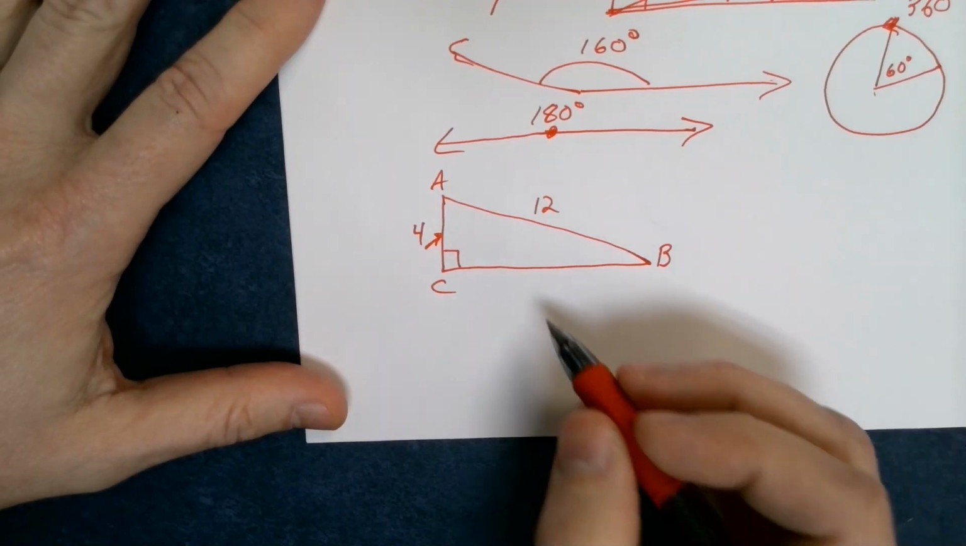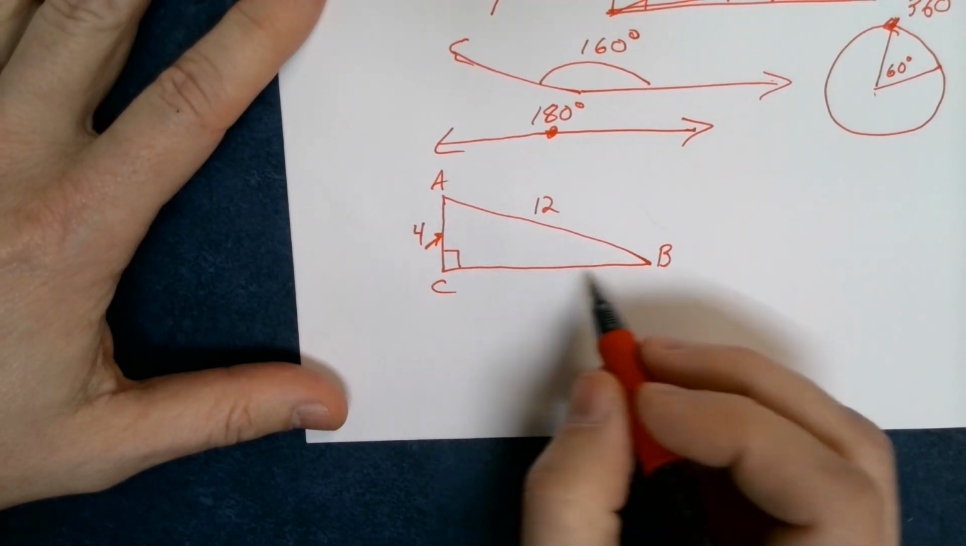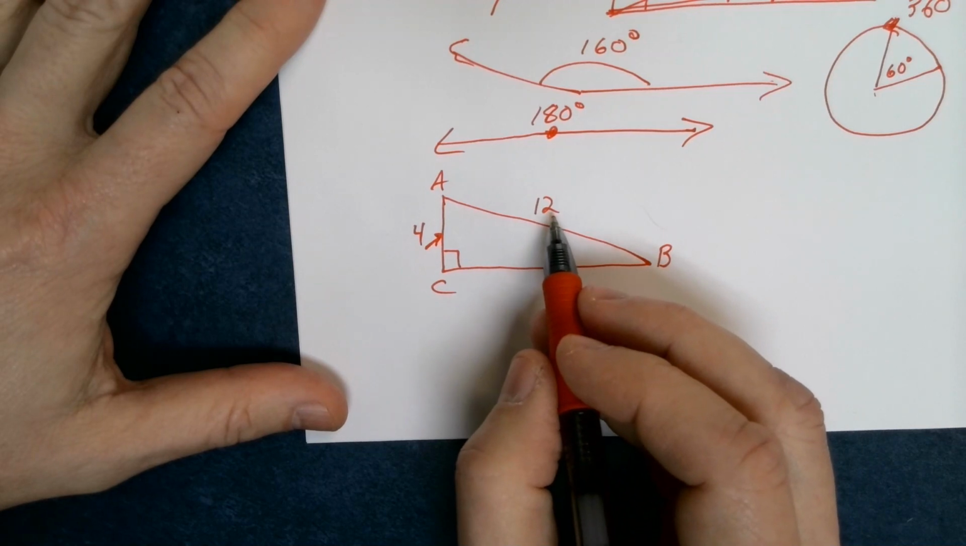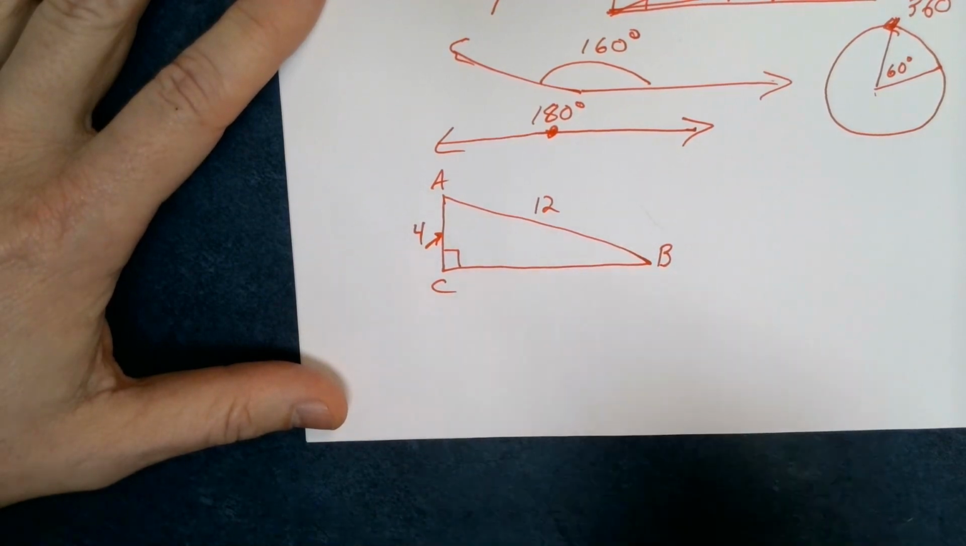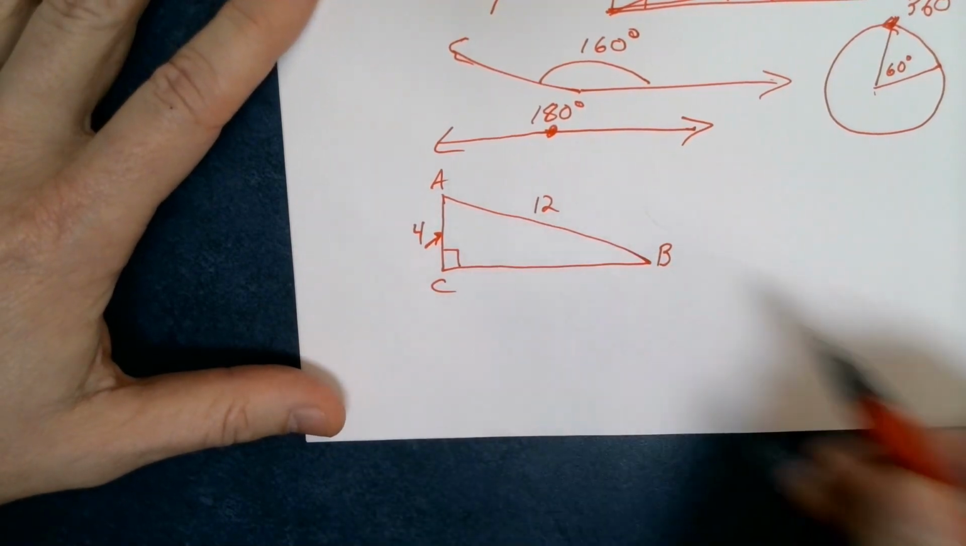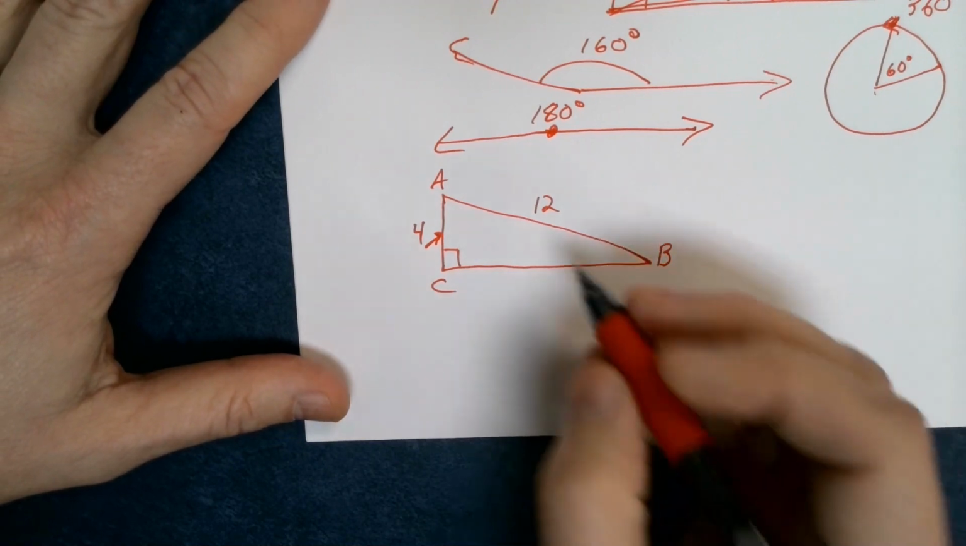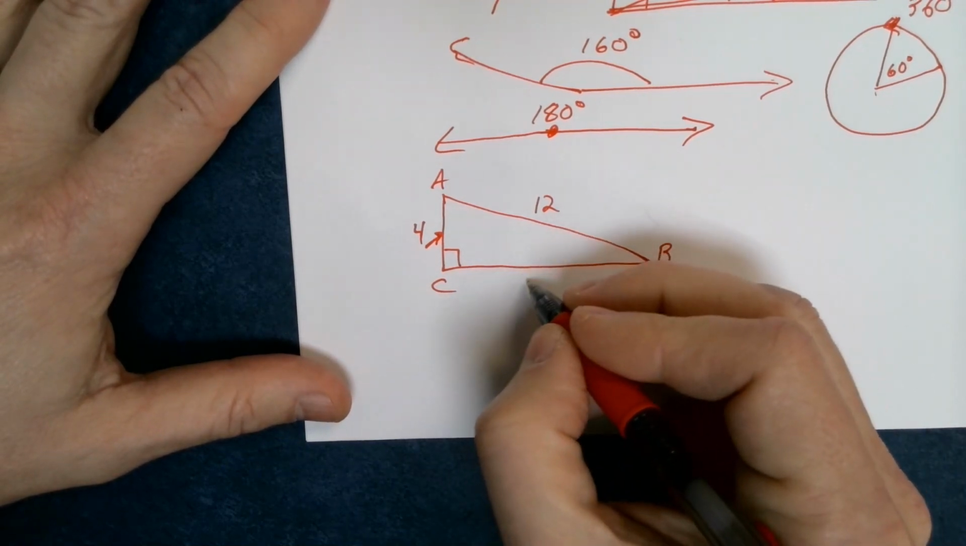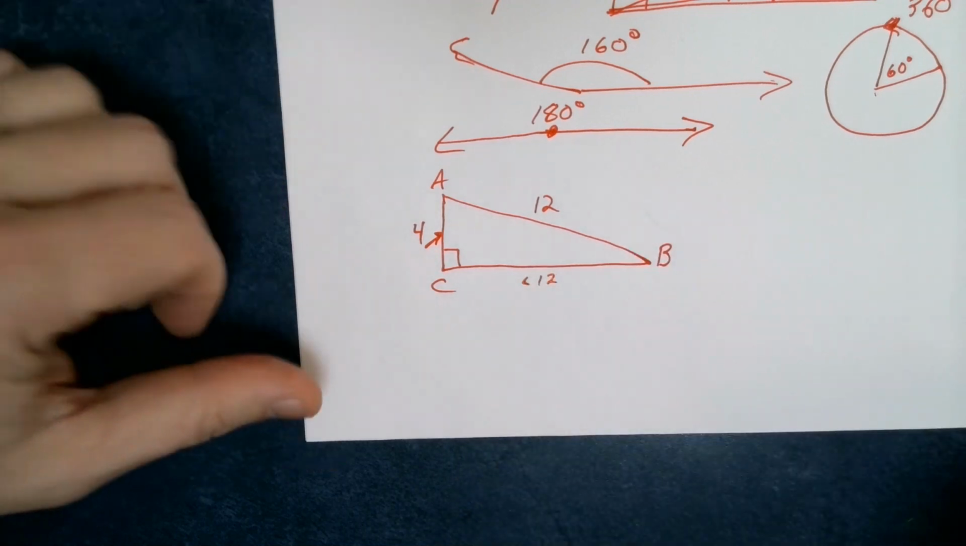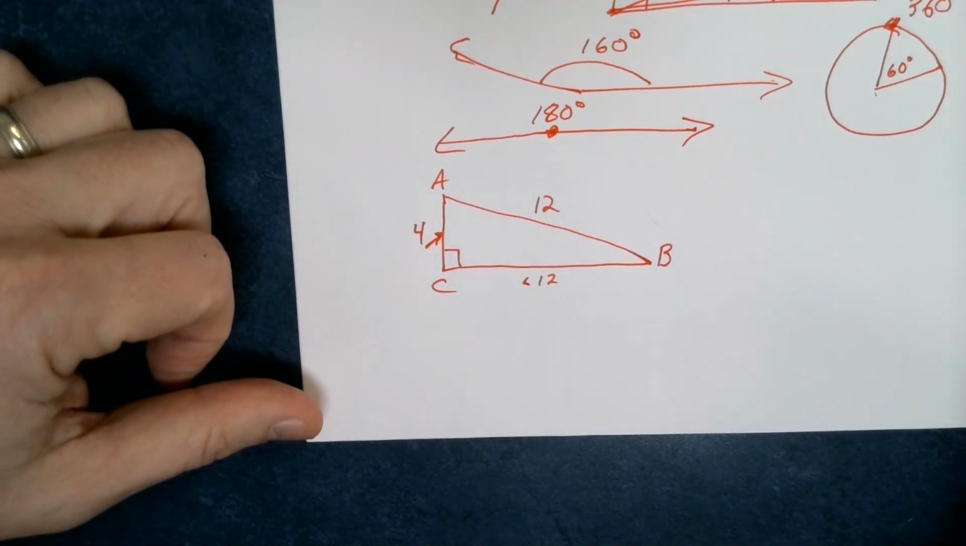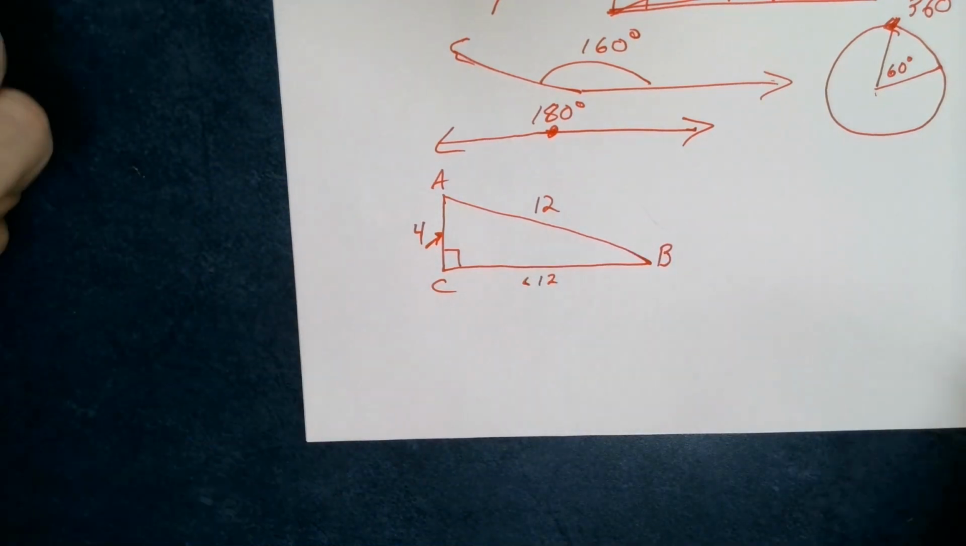So I've had people that will put numbers down here for CB that are bigger than the number 12. And it just can't be, right? AB has to be the longest side. So again, this number has to be less than 12. And we can actually get that by using the Pythagorean theorem, but we're just talking about things that make sense.